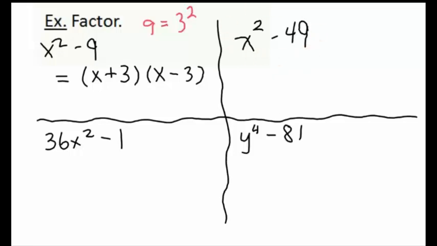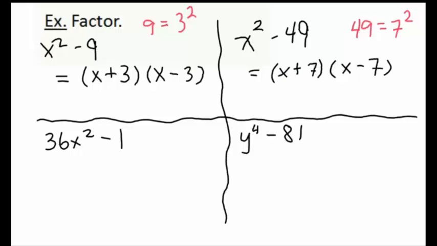We have x squared minus 49. So in this case, we just need to note that 49 is equal to 7 squared, and so 7 is going to be the term that goes into our second slots. So we know that x goes into our first slots, we have a plus and a minus, and then 7 is going to go into our second spaces.